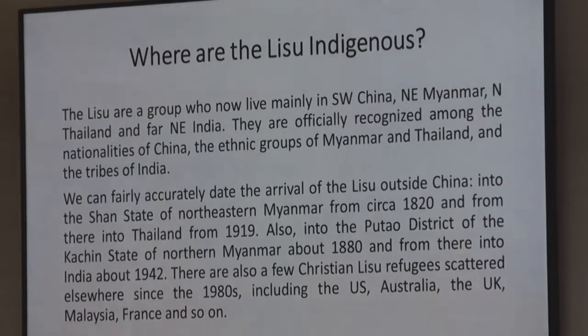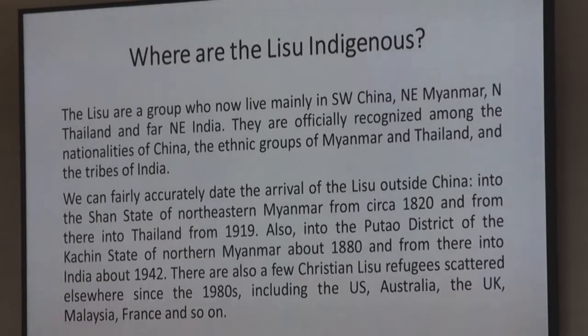One is the Lisu community that we've been working with for more than 20 years in a number of countries. They live in four countries in Asia. They're recognized as official minorities, nationalities, ethnic groups in all four of these countries. We know that in all of the places where they live now, they came from somewhere else.